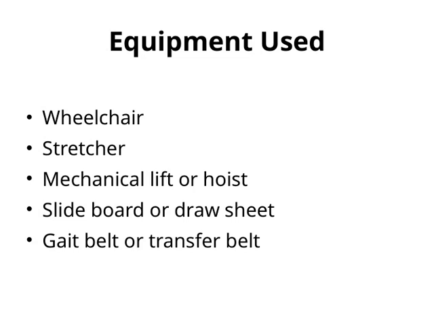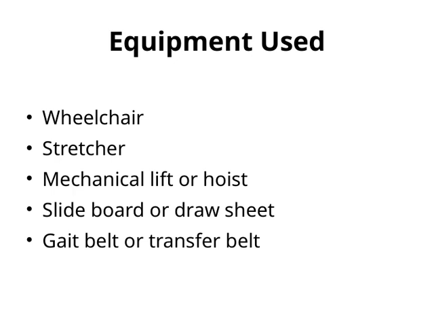Today, I want to talk about the equipment we use to ensure safe and effective patient transfers. First, we have the wheelchair, which is essential for mobility and comfort when moving patients who can't walk on their own. Next is the stretcher, typically used for patients who need to lie flat or require more support during transport. We also rely on mechanical lifts or hoists, which are crucial for safely transferring patients who are very heavy or have limited strength, reducing the risk of injury for both the patient and the caregiver. Then, there's the slide board or draw sheet, which helps facilitate smooth transfers, especially when moving patients between surfaces like a bed and a wheelchair.